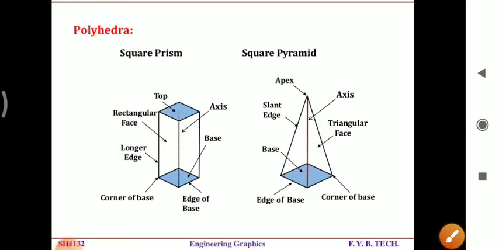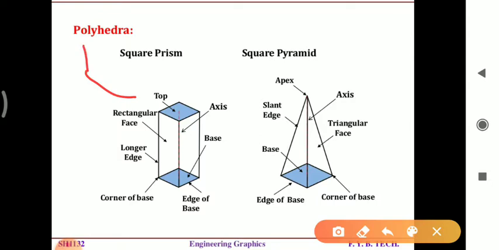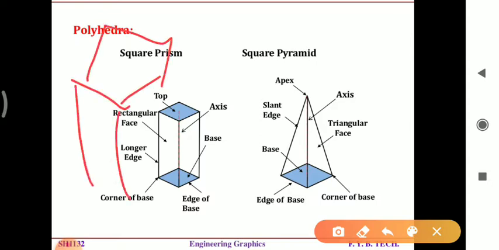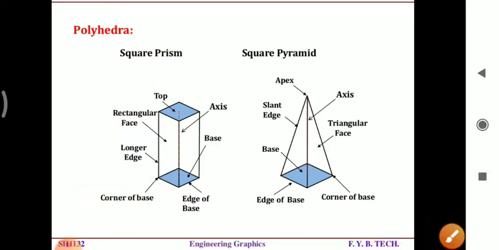Square prism was the example. In the same way, if I take a pentagonal prism, it becomes like this. Same here: this is top, this is bottom base, these are the longer edges, rectangular faces, top face, and this is called a base corner. So one example is mentioned here, polyhedra.